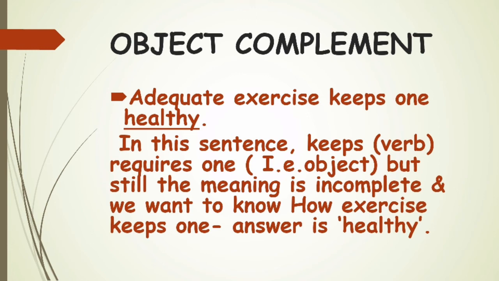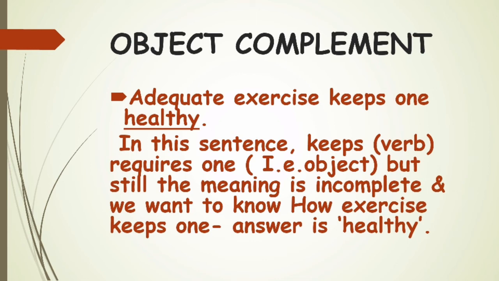Just see. Adequate exercise keeps one healthy. Adequate means appropriate, like as much exercise as is needed. So in this sentence, keeps, which is our verb, requires an object, one. One means a person. But let's suppose we say "adequate exercise keeps one." Is it complete? No, it's not complete, because it requires one more thing, and that will be the complement.